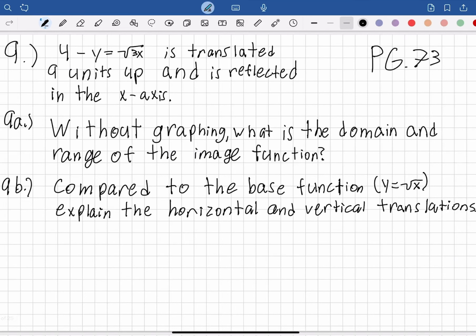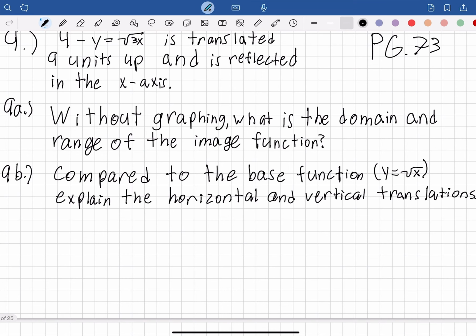Moving on to transforming radical functions with domain and range, we're looking at page 73 here, question 9. So we have 4 minus y is equal to the square root of 3x. We have the following transformations, and what we want to know is the domain and range of our image function. So the first thing to do is actually to rewrite our equation into y equals.